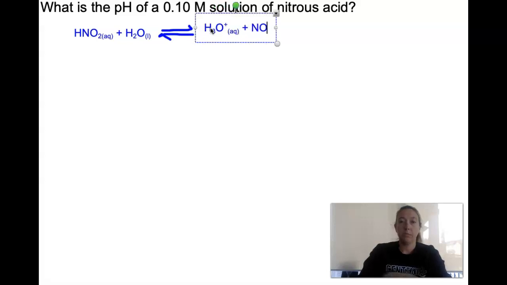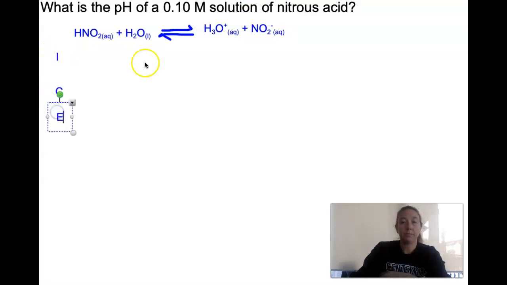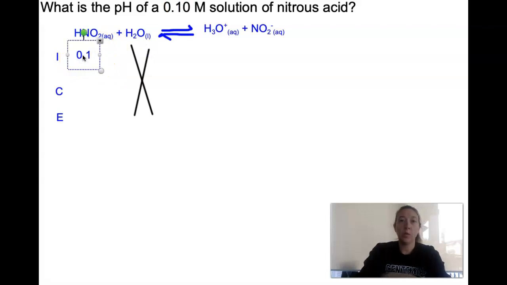And that nitrite ion. Okay, so ice table, ICE. We are canceling out the water. Initial concentration we have for the HNO2 is 0.10. This is 0. This is 0.